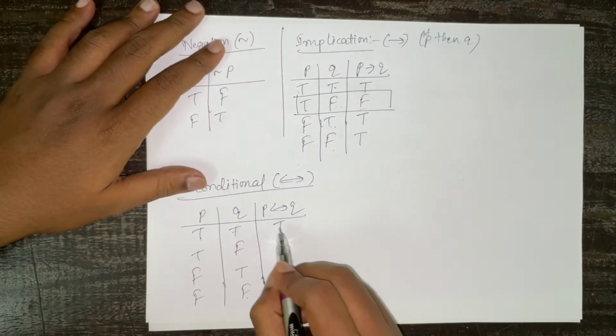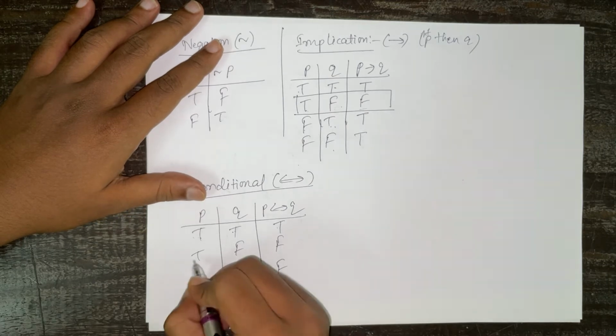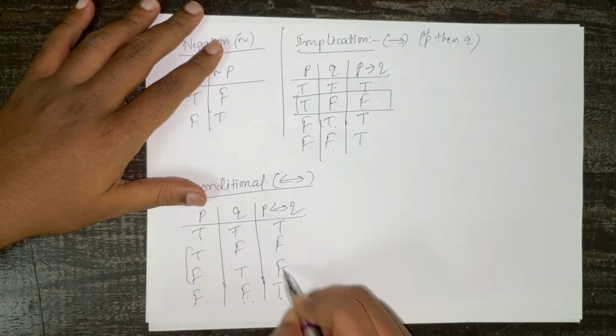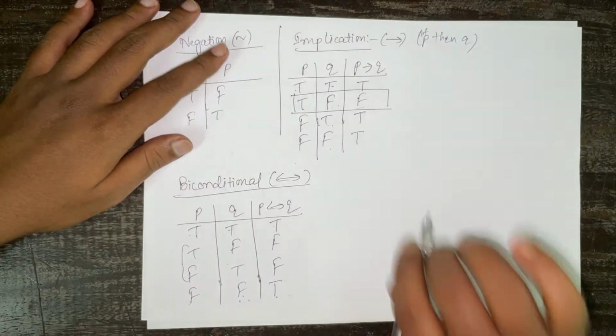If both are true, P biconditional Q is true. If both are false, P biconditional Q is again true. But if we have true, false or false, true, means if one is the opposite of the other, then we are going to have false. Okay, I hope that is clear. So that is all about the relations.